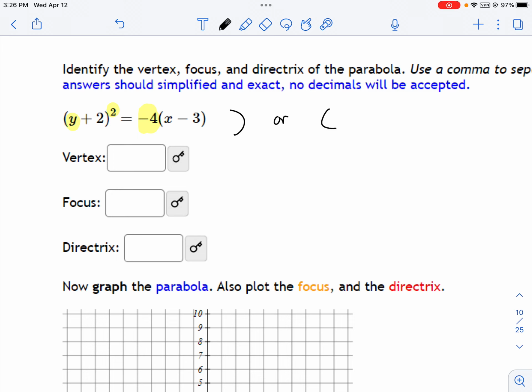Well, think about it. If you're going left or right, which direction is a negative number? Left, right? Which means this is our case. We're going to be going left for our parabola for this one.